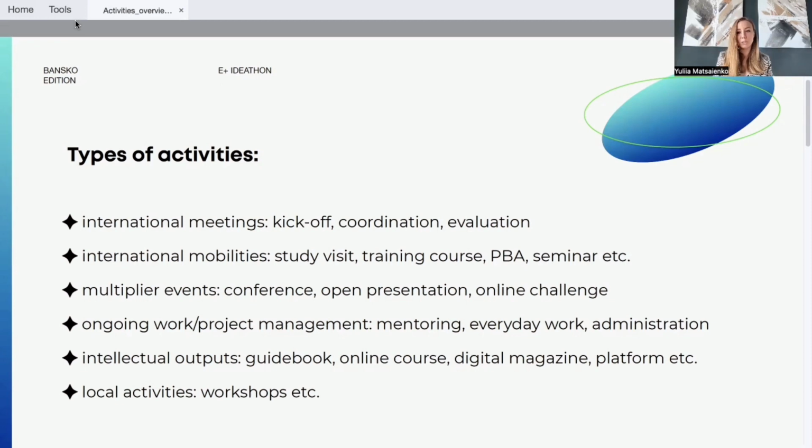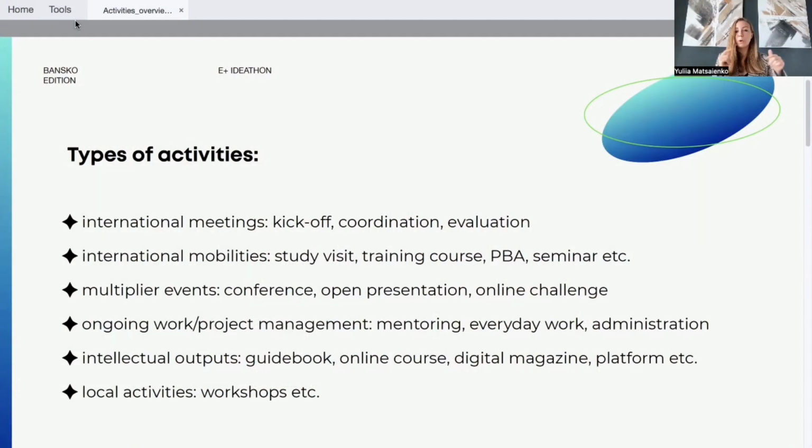Another one is intellectual outputs. And this is about what you create in your project. Is it a guidebook or online course or digital magazine or platform? Yeah, so what is the outcome? Because in your project, there will be experience sharing between partner organizations. Yeah, but what is there that you produce at the end and you can share with more people? What is a tangible result? How the result of your work will go outside of partner consortium, and can be used by more people.